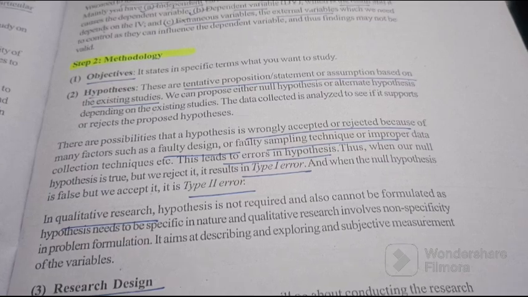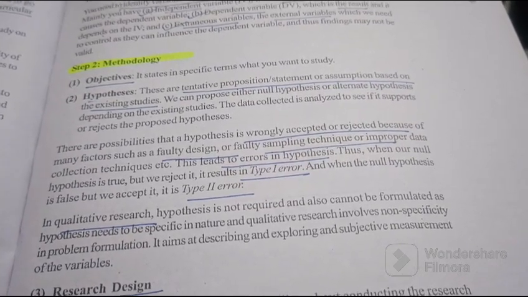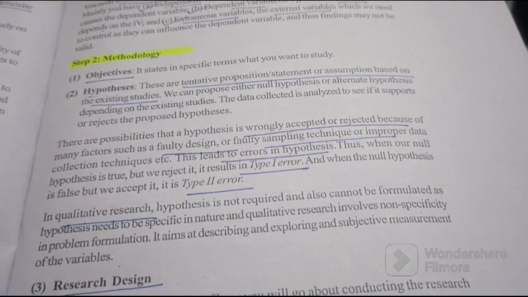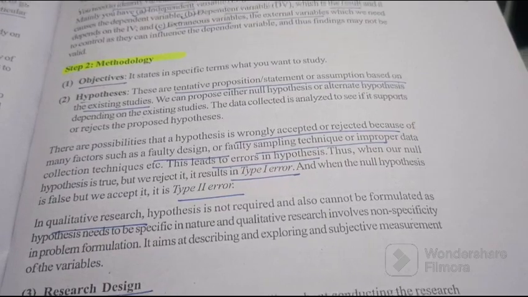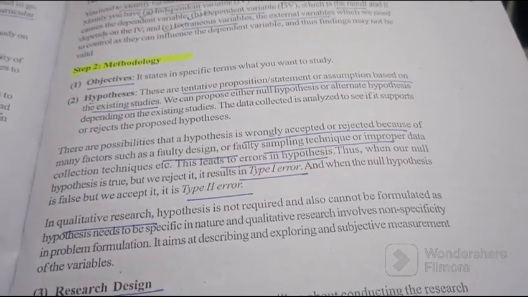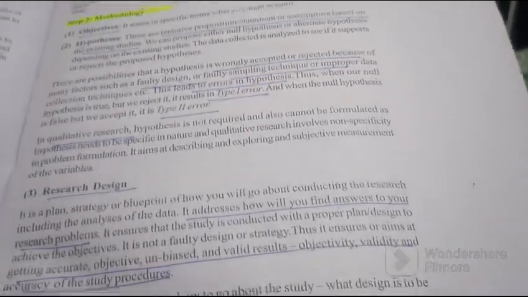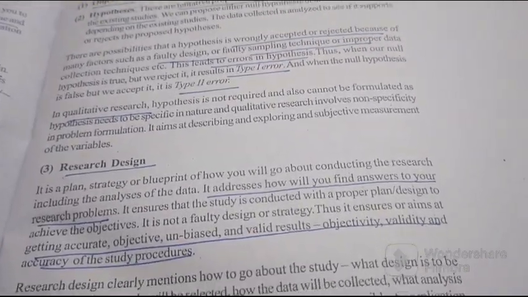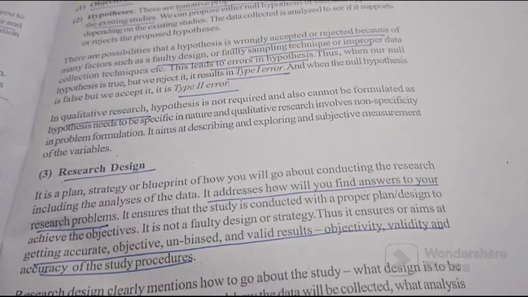The errors are of 2 types, type 1 and type 2, and this we have already studied in much detail in MAPC first year. That when a null hypothesis is true, we reject it, that results in type 1 error, and when a null hypothesis is false, we accept it, that results in type 2 error. So in qualitative research, the hypothesis is not required.